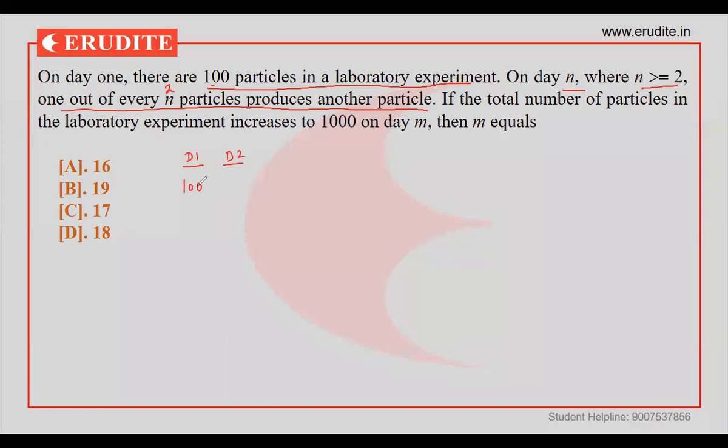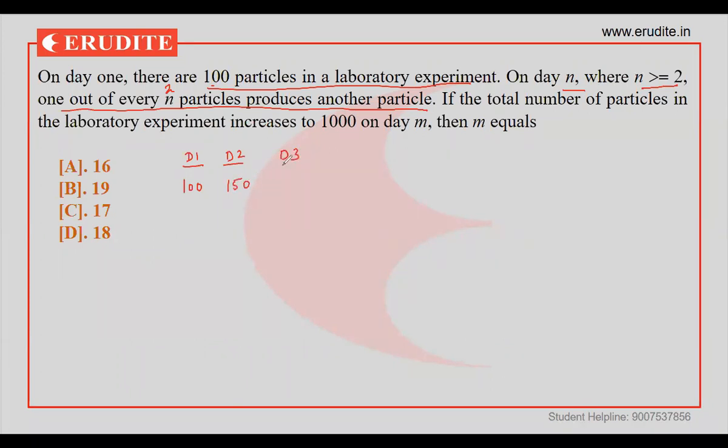Initially there were 100 particles, 1, 2, 3, up to 100. Every second particle is producing one particle. That means every even number is going to produce one particle. That means there are 50 particles, each producing one extra particle. So an extra 50 particles are produced on day 2. So on day 2, the population of particles will be 150.